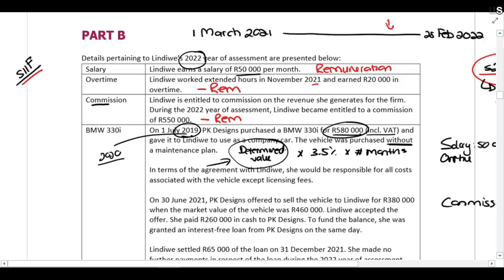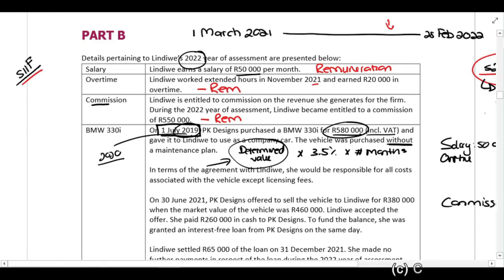You only decrease it if, for example, on the 1st of July 2019, the employer purchased it, but they gave it to Mr. X, and now a year later, the 1st of July 2020 or later, they give it to Lindiwe for the first time. So they're giving her an old car. Right, in this case, it's not the case.